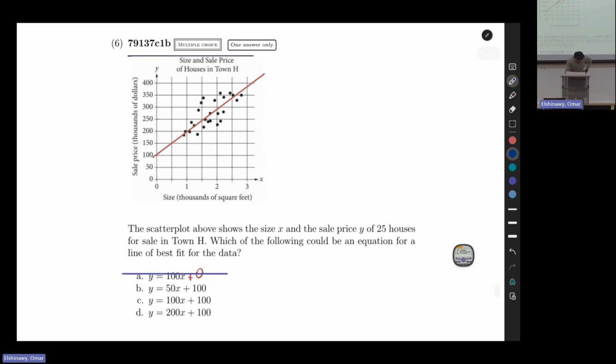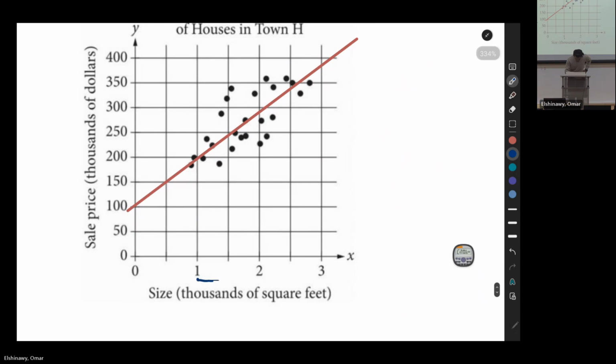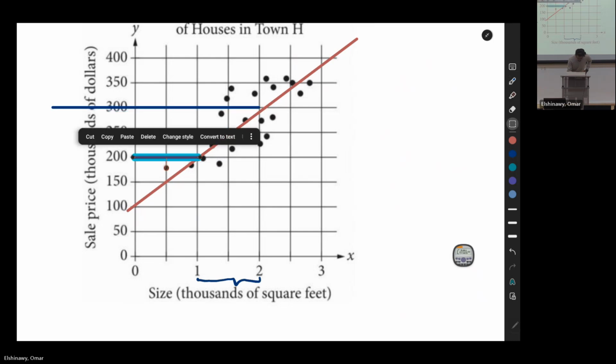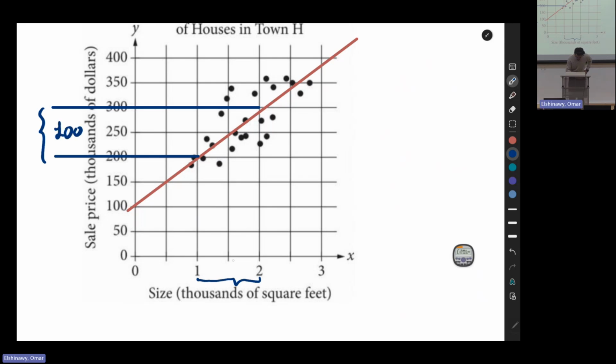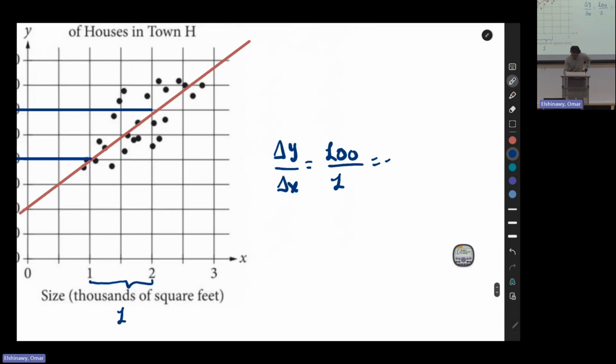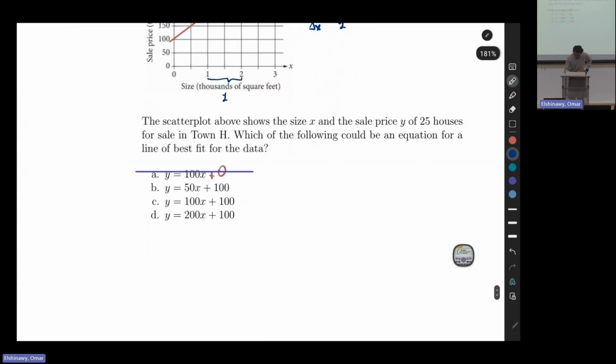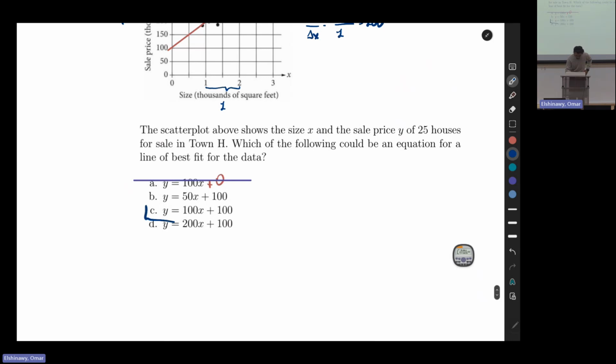Now let's see for ourselves. This is 200-ish, and here, roughly, this is a change of 100. Here there's a change of 1. So the slope is the change in y divided by the change in x. It's 100 over 1. It's 100, roughly, of course. So this is, again, an estimate. Then probably that should be our answer.